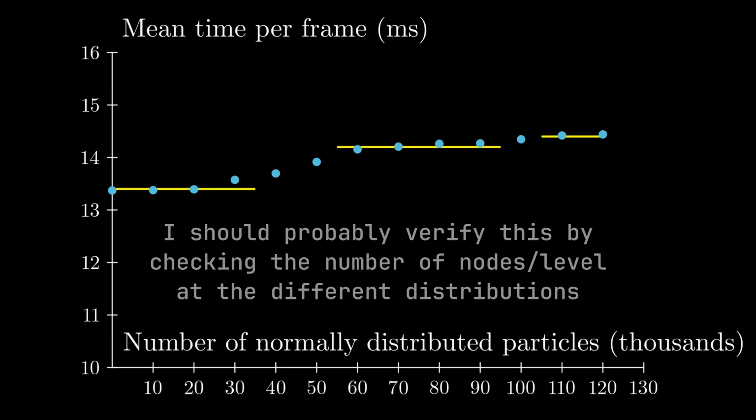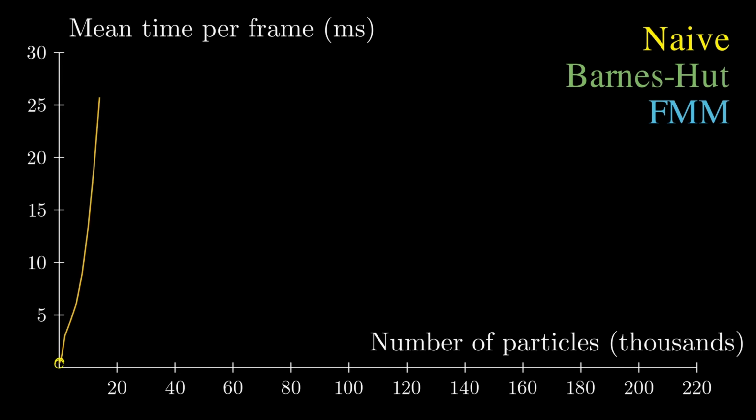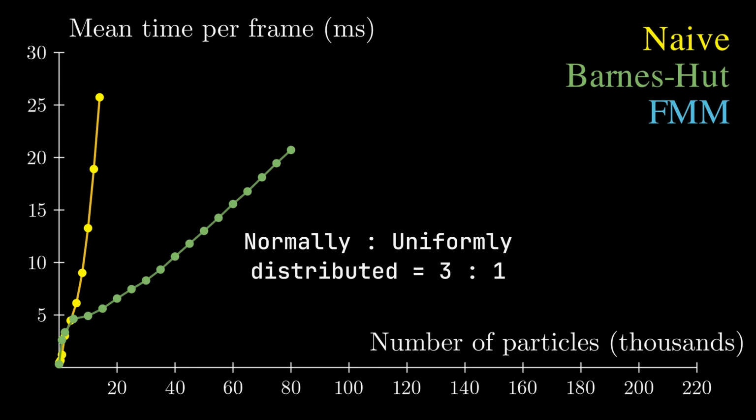Our last two tests will be comparisons with Barnes-Hut. Firstly, the runtime graphs, where we can finally see if FMM is O(N) or not. We'll be keeping normally distributed and uniformly distributed particles in a 3:1 ratio, all the way to 200,000 particles. And drumroll please.